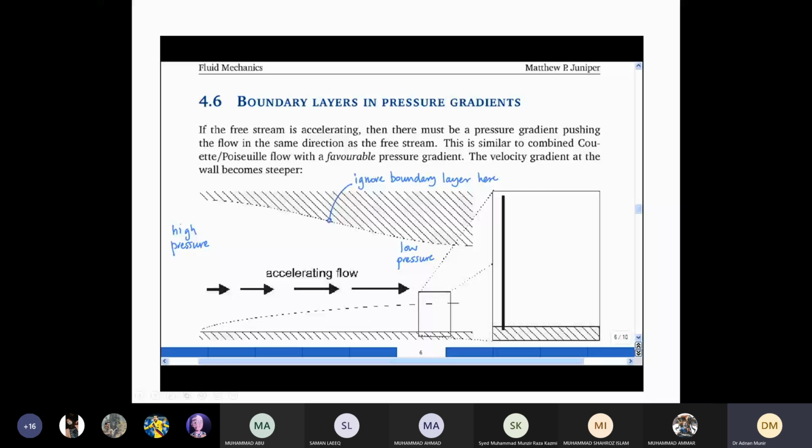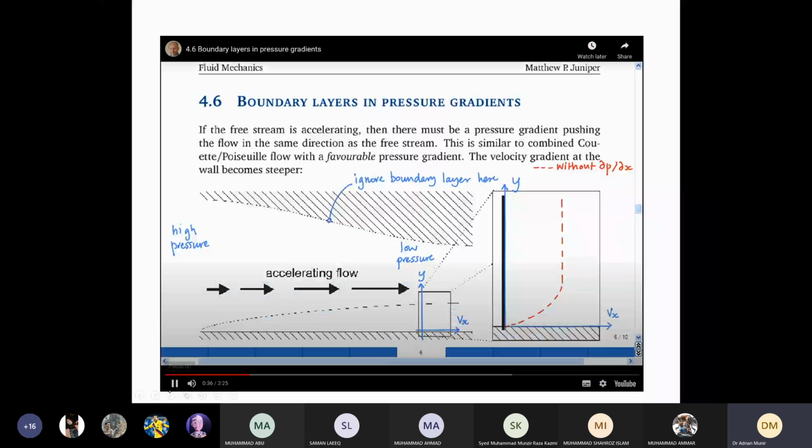If there were no pressure gradient, then the boundary layer would look like this. Now if we think back to the case of combined Couette-Poiseuille flow, this situation is a bit like Couette flow. Sorry, this is a parabolic profile. When we don't have any pressure gradient, we have a parabolic profile as we discussed. So that is without dp by dx, when pressure is constant.